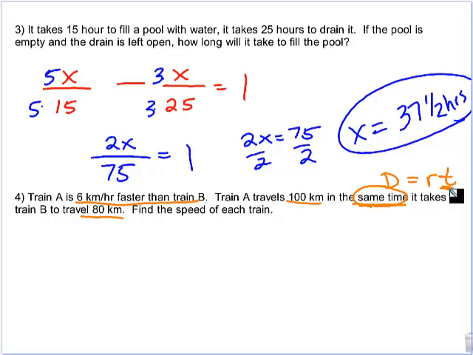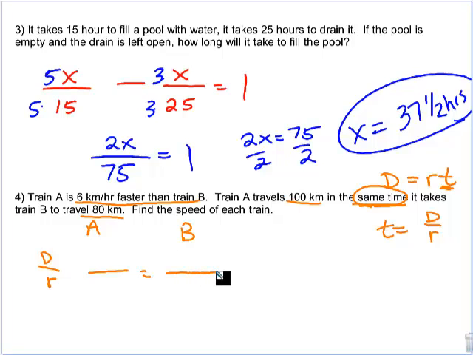So since the time is the same, we want to solve our equation for time. So how do we solve this for time? Yep. Okay. So our time for train A and our time for train B are going to be the same. Okay, and it's going to be distance over rate for both of them. So for each of these, we just need to set up distance over rate.